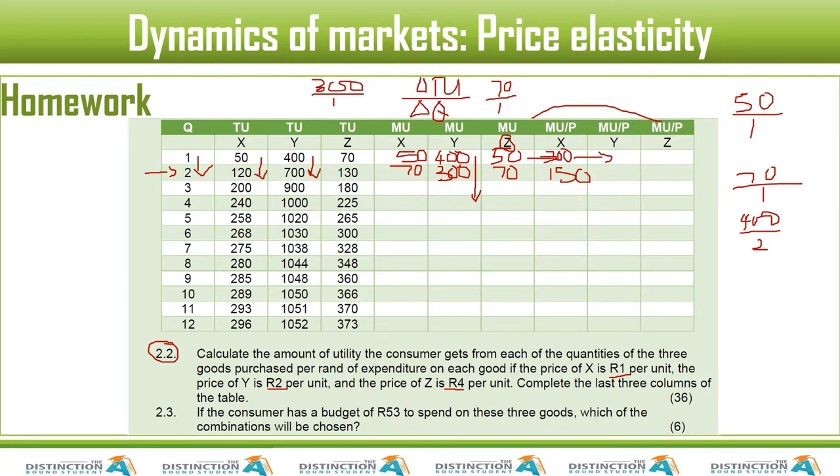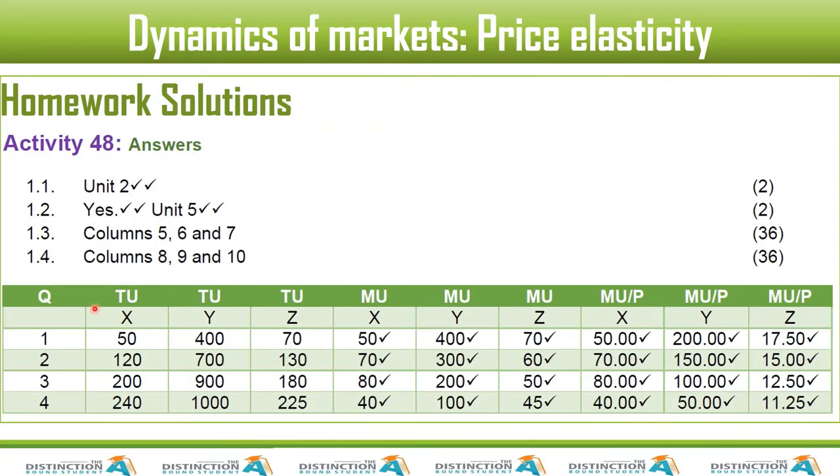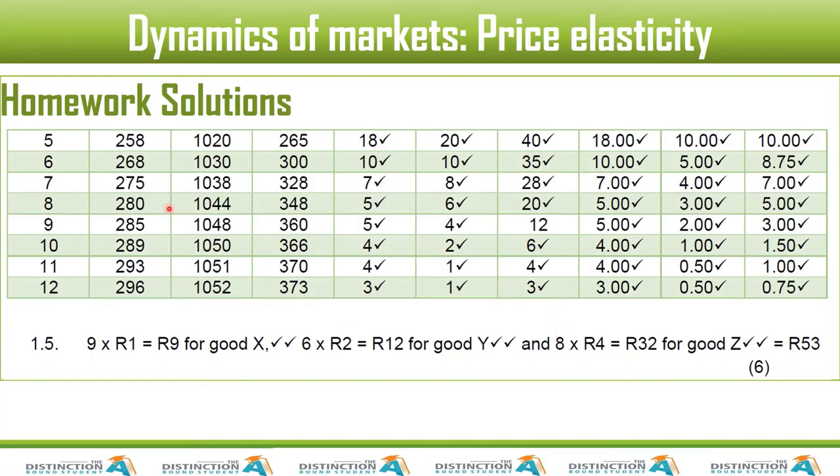I can show you if we go to the answers. Okay, so if you see here, we got it right. Unit 2, unit 5, and then question 3, that is columns 5, 6, and 7, these ones here. Then question 1.4, that's columns 8, 9, and 10. If you look here, for that last question, it's not there. It will show you from here. That will be at 5. No, no, that's there. 5 and 5 and 5.